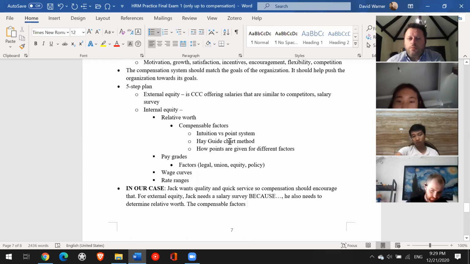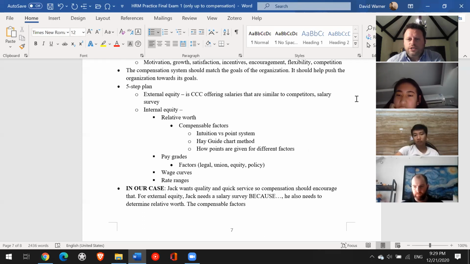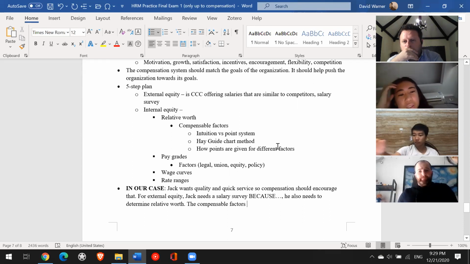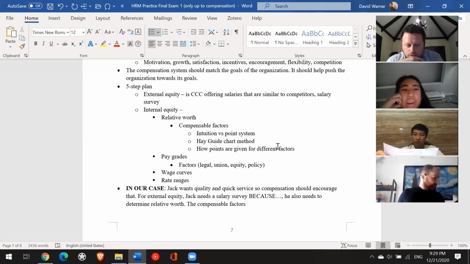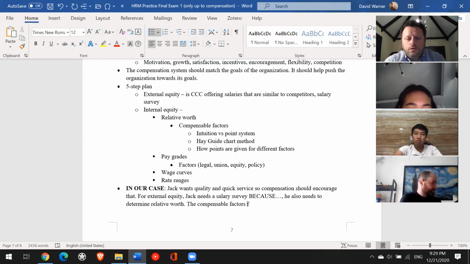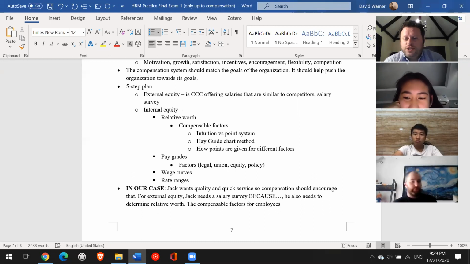So in this Hay Guide Chart method, what is a compensable factor? Christine, do you remember? What does this mean, compensable factor? It's like factors we use to decide how much to pay the employee. Okay, like the conditions, do they have responsibilities? What's their impact? Sure. So what are some factors you might recommend for employees of this clothes washing company?